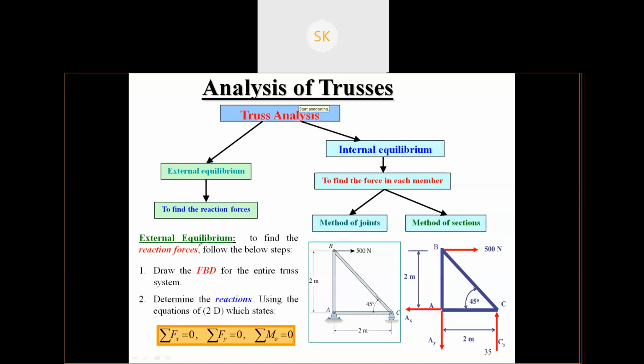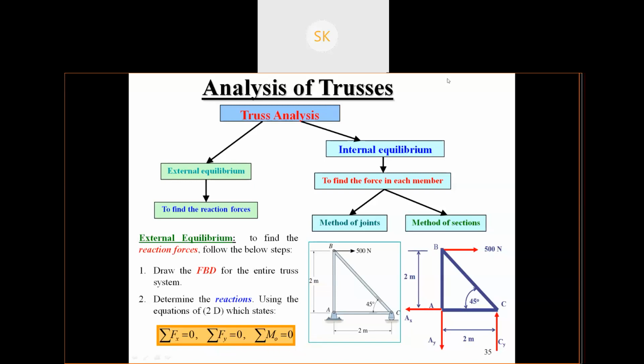So let's start with external equilibrium. How to find the reaction forces? These are the steps. What you have to do is first draw the free body diagram of the entire truss. Whatever truss is given to you, you have to first draw the free body diagram. Then you have to determine the reactions using the equations: sum of Fx equals 0, sum of Fy equals 0, and moment about a point equals 0.